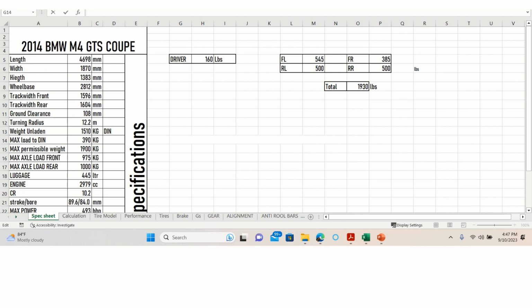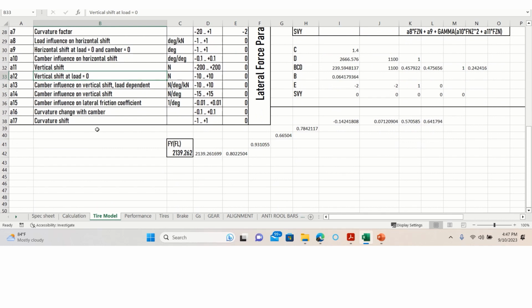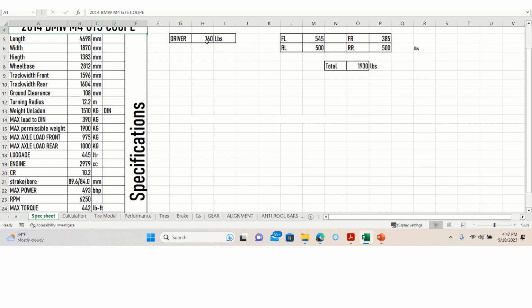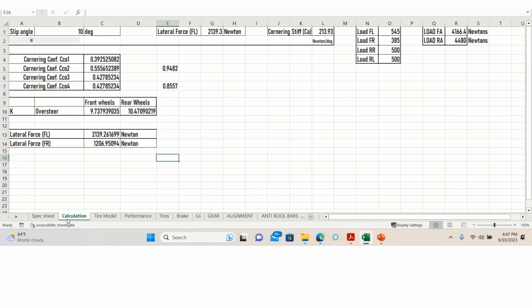Since I was playing the game and driving a 2014 BMW M4 GTS Coupe, these are the specs. I picked up random tire data from the internet, used the curve fit equation for that entire model, and then tried to implement a curve fit over here. As you can see, this is the spec sheet. You have the driver at 160 pounds; I used my weight. I'll share this file with you guys on my YouTube video link.